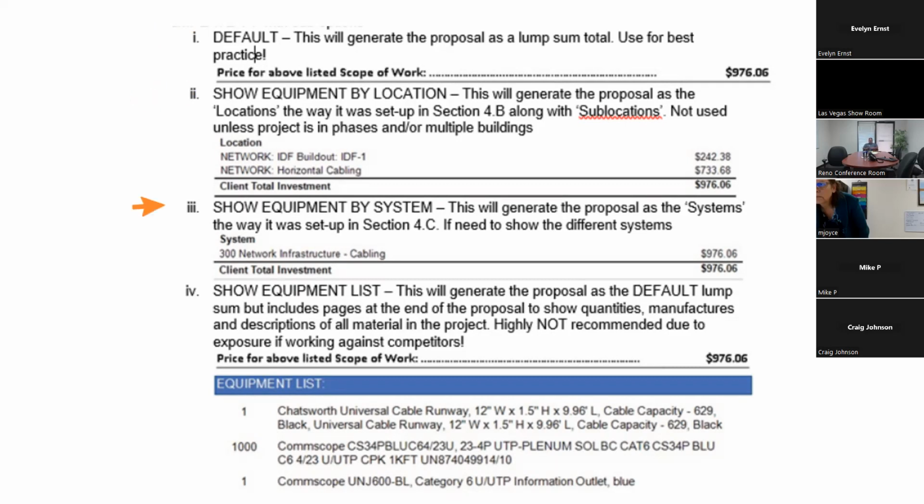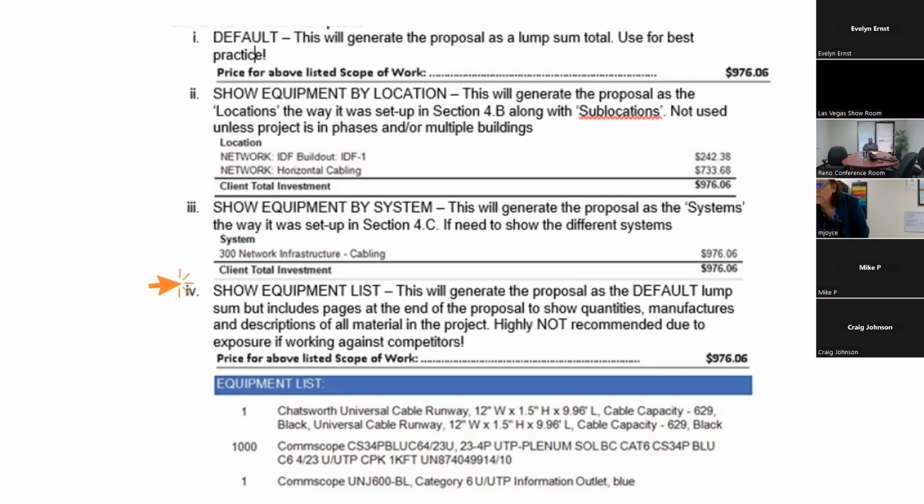3 is the show equipment by systems. This will generate your proposal as the systems the way it was set up in section 4C, if needed to show in different systems. I know a lot of times I like to do mine as just a lump sum. But if you got to break it down and they're going to a la carte your proposal and they ask for it, you can simply just select systems and everything that was added into those systems will spit out your proposal that way.